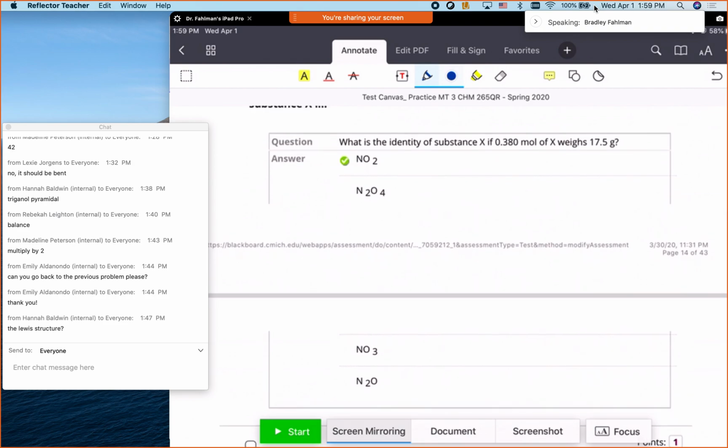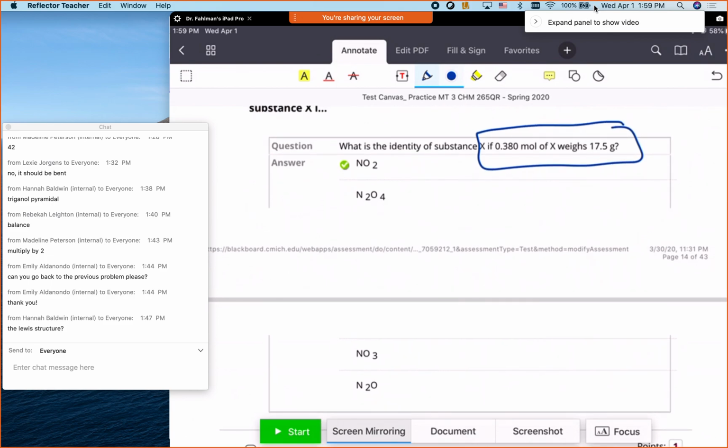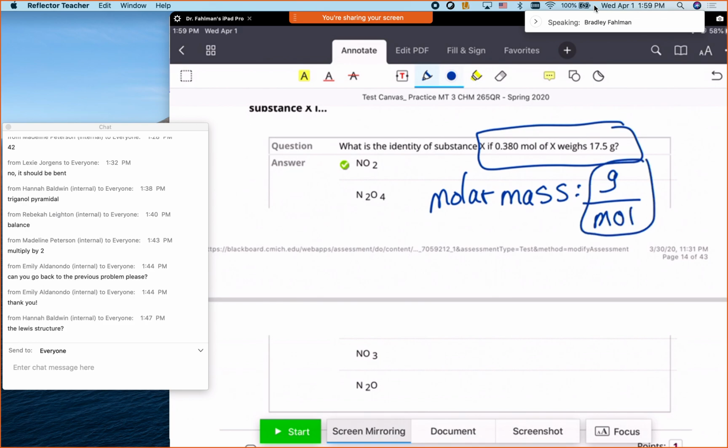The identity of substance X, if you have this. Any ideas? What would you do here? You've got its mass, you've got its moles. No ideas? Remember, the units for molar mass are grams per mole, right? So you could just do that divided by that: 17.5 grams divided by 0.380 moles.